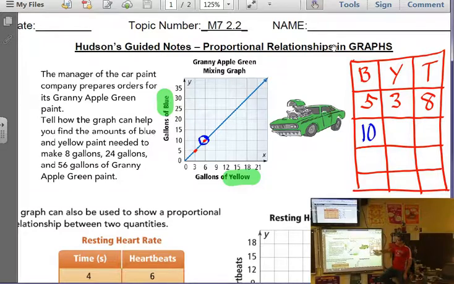Now, if I double the amount of blue paint that I want to get, now I get 10 gallons of blue paint to keep the color the same. Jeremiah, how? The easier thing to do is just multiply. Well, yellow would be 6, and the total would be 16, but just multiply that by 2. So, to keep the same color, if I double my blue, I gotta double my yellow.